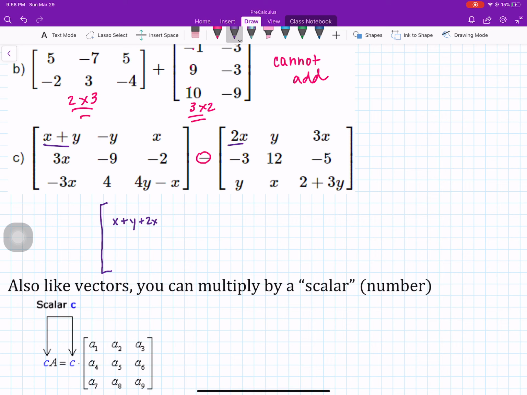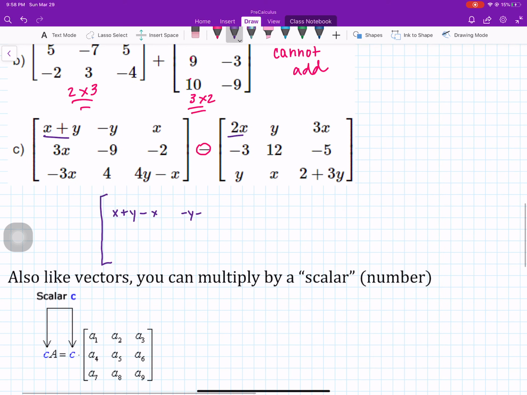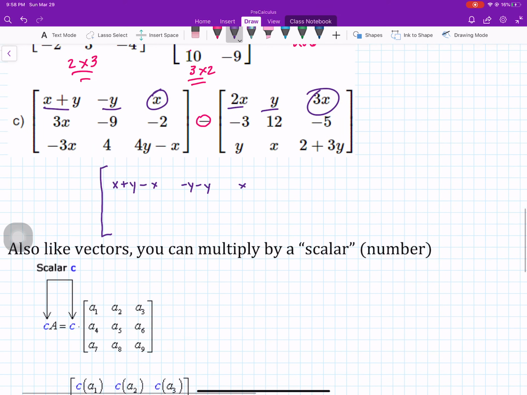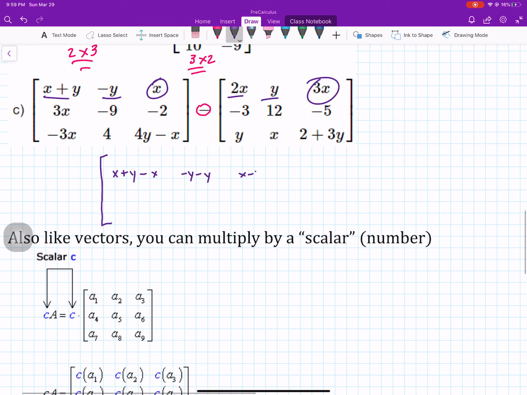In my next position, I have negative y. See, I already messed up my negative signs. Minus y. And sometimes it helps to cross them off as you go. Then in my next position, I have x minus 3x.